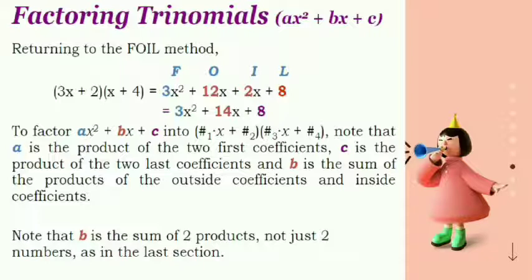To factor ax squared plus bx plus c into number 1 multiplied by x plus number 2, and number 3 multiplied by x plus number 4. Note that a is the product of the two first coefficients, c is the product of the two last coefficients, and b is the sum of the product of the outside coefficients and the inside coefficients. Note that b is the sum of two products, not just two numbers as in the last section. Let's go further.